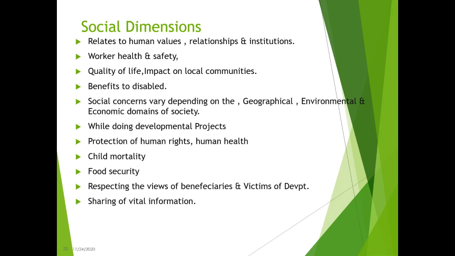So what are the social dimensions of sustainability? They relate to human values, human relationships and institutions, worker health and safety, quality of life, which can be measured by using different indicators, benefits to disabled people, protection of human rights, child mortality, which used to be very high, but it's decreasing day by day, especially in modern countries. In the past, maybe 100 years ago, 3 children out of 10 would not reach puberty. But nowadays, I'm very sure that child mortality rates have gone significantly lower.